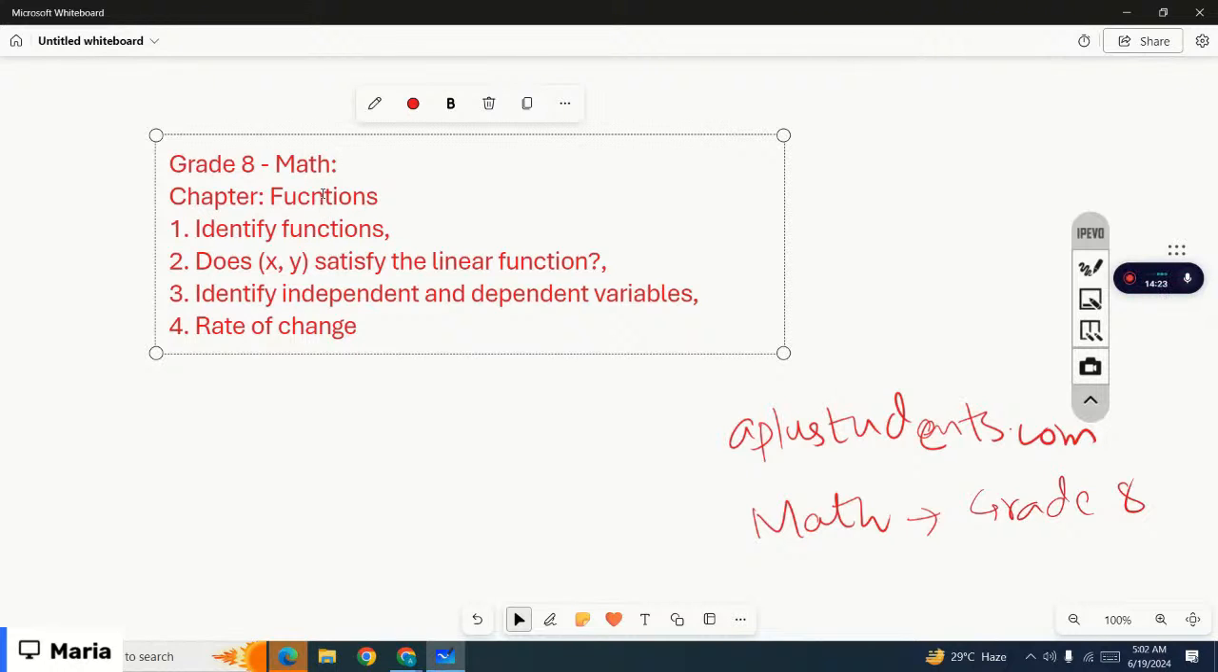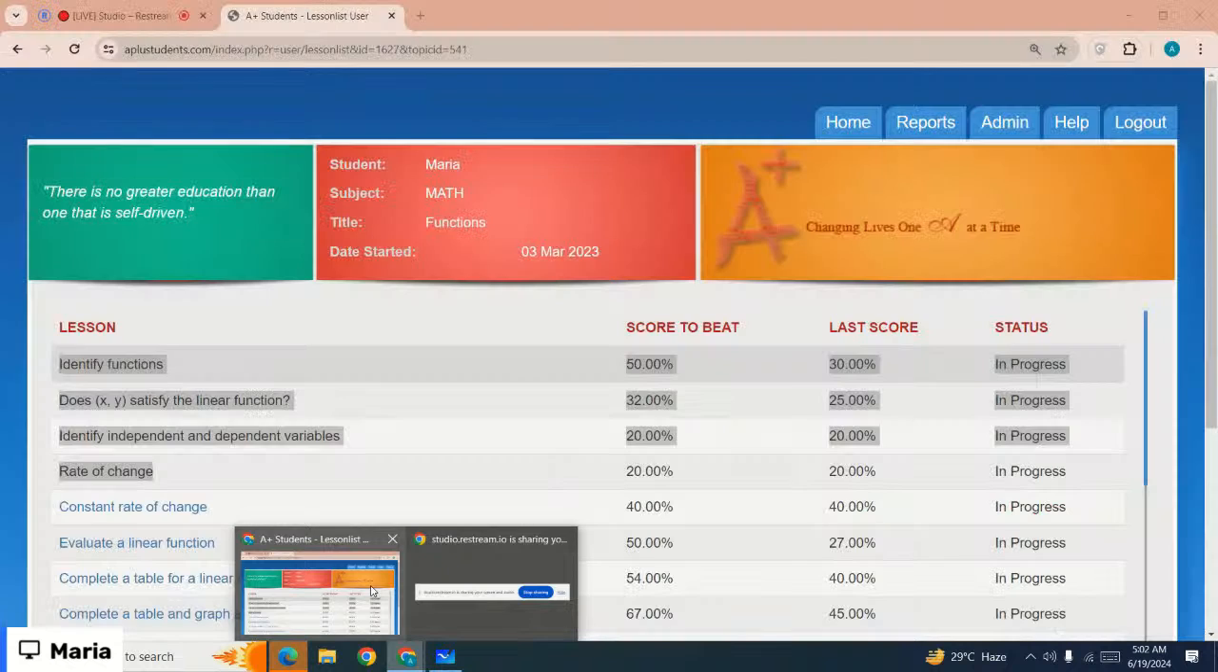So please make sure you have your notebook and pencil so that you can note down the important examples and definitions as well, right? Let's just start with the first lesson, that is identify functions.